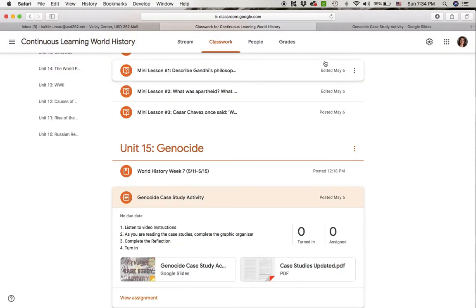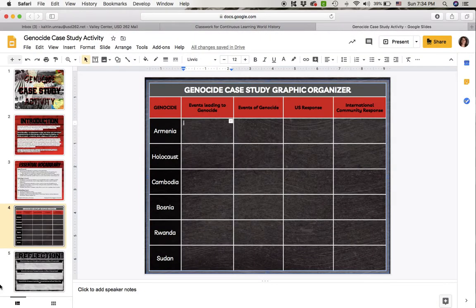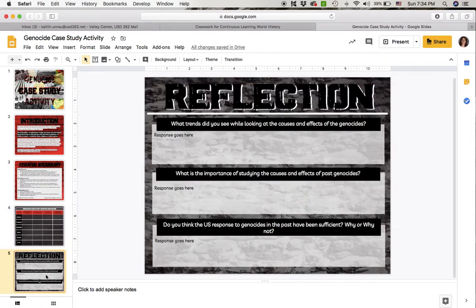Then after you've filled out your graphic organizer, you are going to go and complete the reflection. There are 3 questions that we want you to reflect on, the whole aspect of genocide in history. The first question asks, what trends did you see while looking at the causes and effects of genocide? What is the importance of studying the causes and effects of past genocides? And do you think the United States' response to genocides in the past has been sufficient?